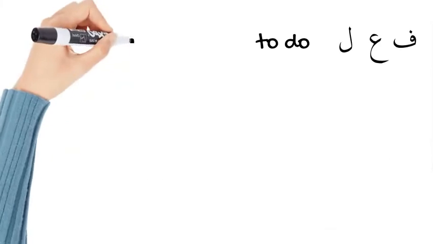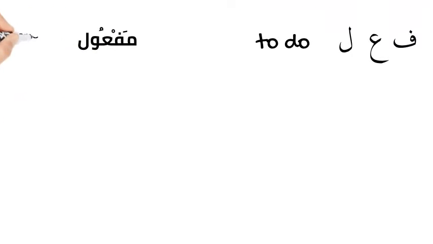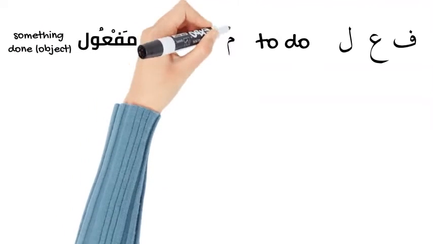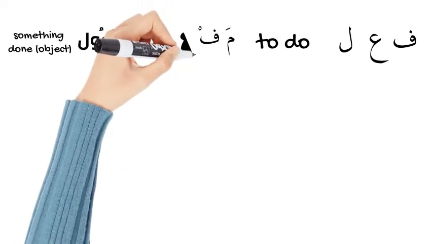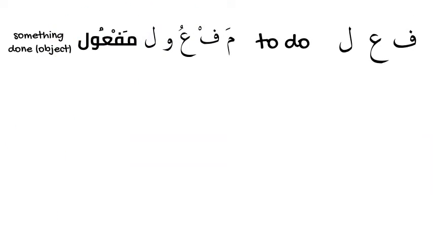Another example is maf'ul, and we said maf'ul is something that is done, so that's the object. If we add a mim before the first letter, a mim before the fa, and a waw after the second letter, a waw after the ayn, it becomes maf'ul. So this is something that is done.